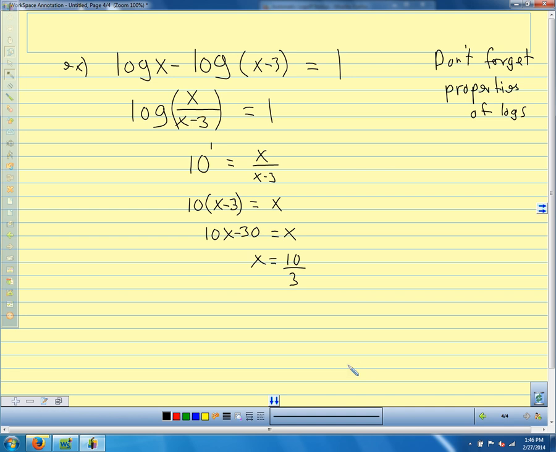Yes? So x is equal to 30 over 9? We can reduce that, yeah. So when you initially solve it, you get 30 over 9, and then you reduce it.